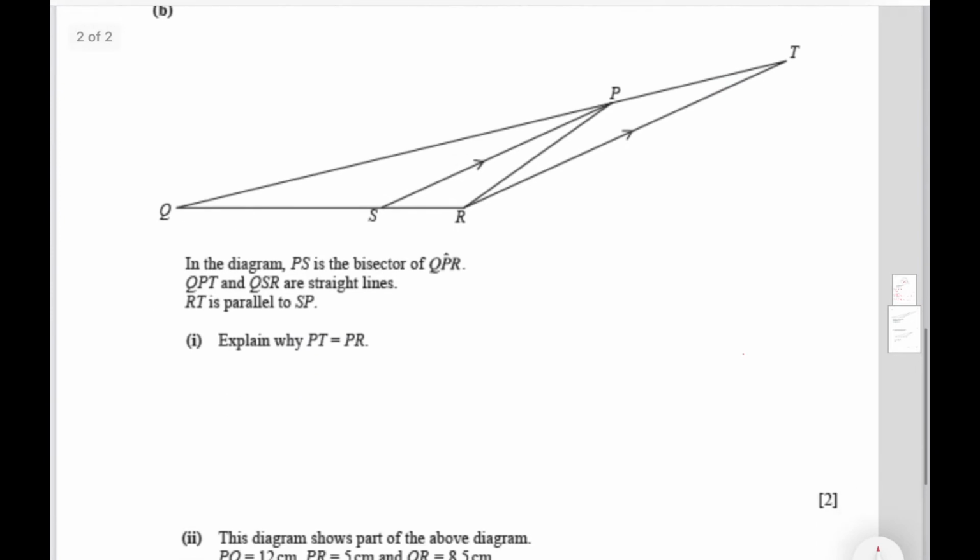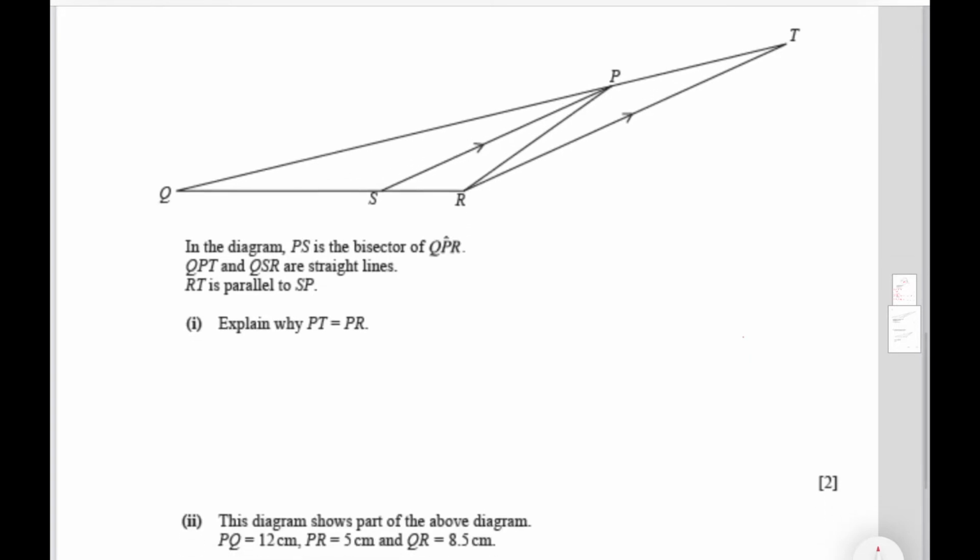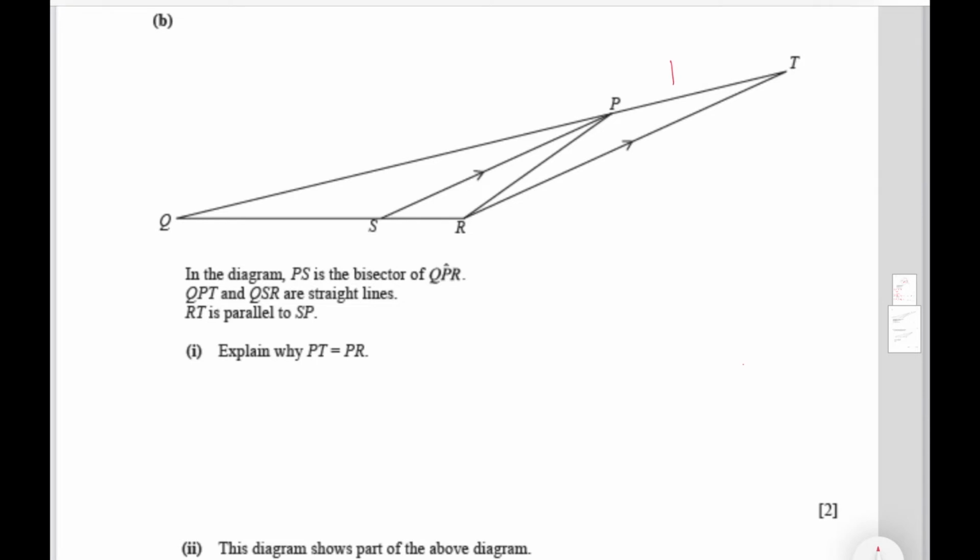Okay, let's move on. The next part says, in the diagram, PS is the bisector of angle QPR. QPT and QSR are straight lines. RT is parallel to SP. Part 1 says explain why PT is equal to PR. They're asking us to explain why this line is equal to this line over here.